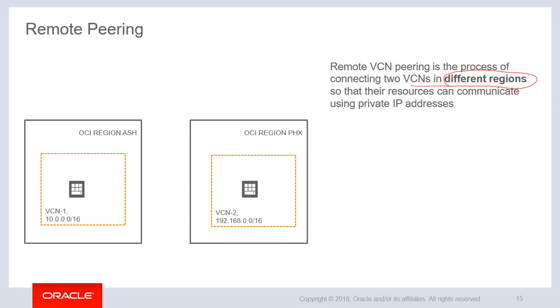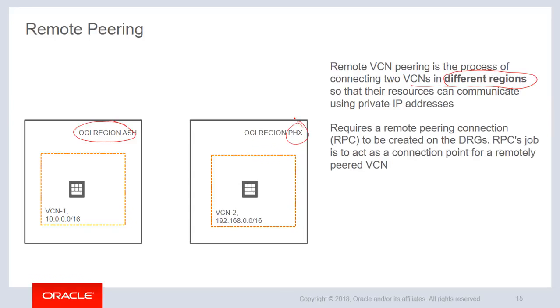Similar to the previous scenario, now we have the same 2 VCNs, but now they are in different regions. This is Ashburn and this is Phoenix, the 2 regions generally available in North America today. In the case of remote peering, things are a little bit different. It requires a remote peering connection, an RPC, and you have to create this RPC on the DRG, the dynamic routing gateway.